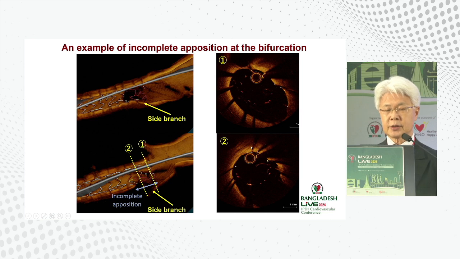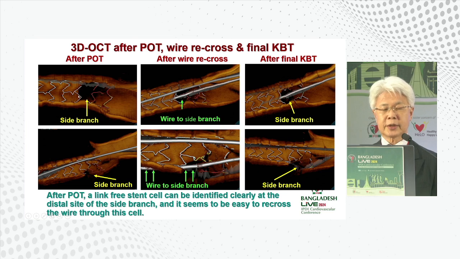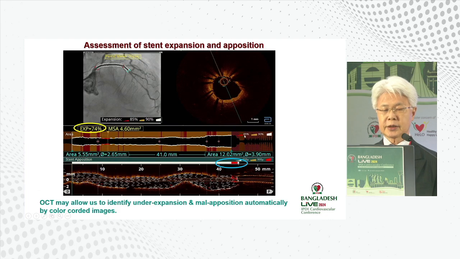And this is one of the cases. We tried to put a stent just at the proximal portion. However, stent elongation makes an incomplete apposition at the bifurcation. Then we did a POT, and we can make a very good cell condition in the distal portion. Then we succeeded to select the distal cell in a blind manner, and after POT we can get a good result. And this is the final result.